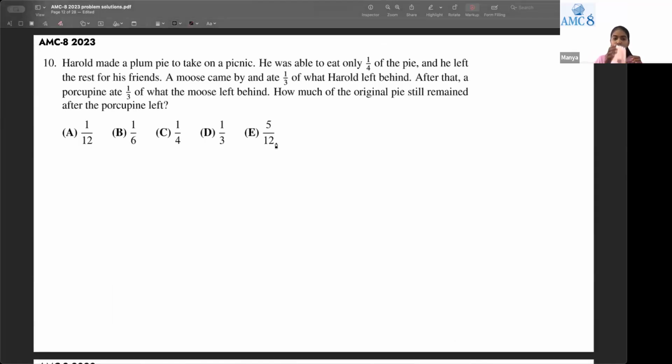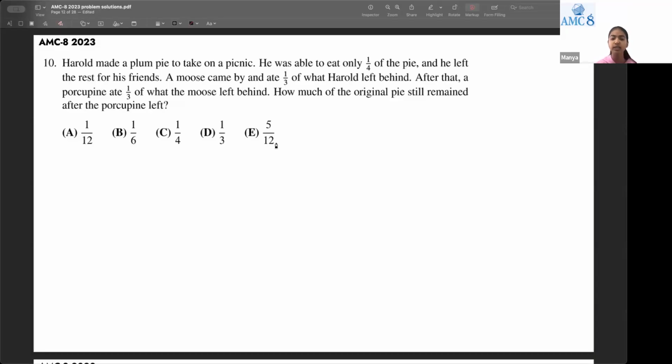Problem number 10. Harold made a plum pie to take on a picnic. He was able to eat only 1/4 of the pie and left the rest for his friends. A moose came by and ate 1/3 of what Harold left behind. After that, a porcupine ate 1/3 of what the moose left behind. How much of the original pie still remained after the porcupine left?